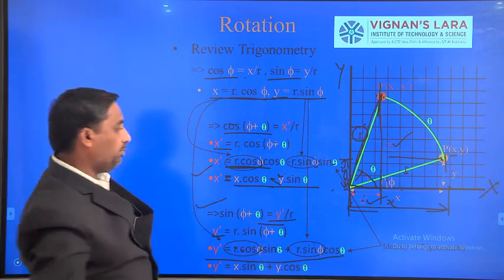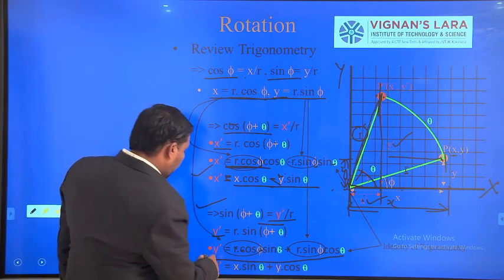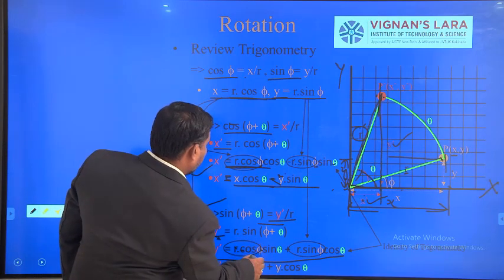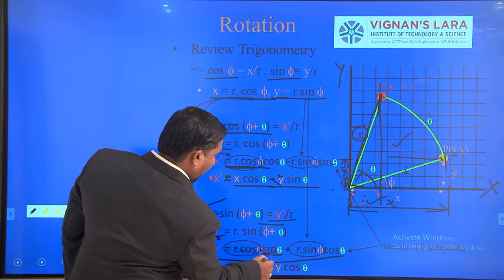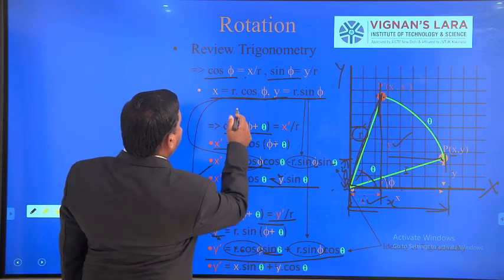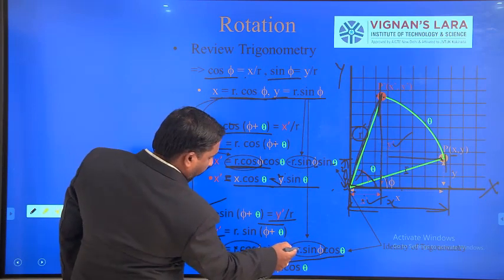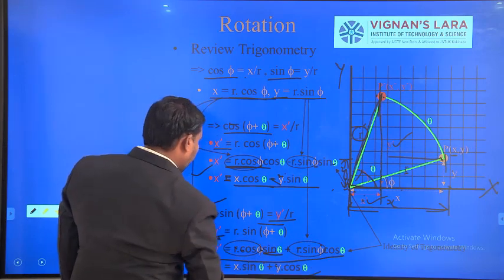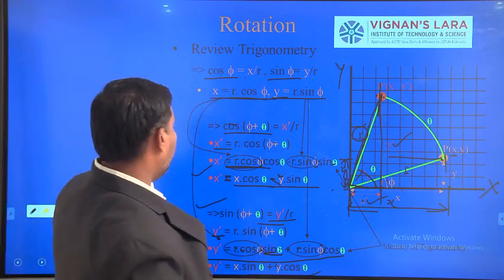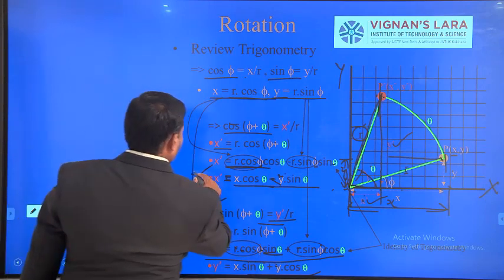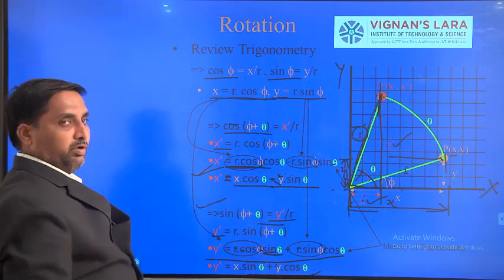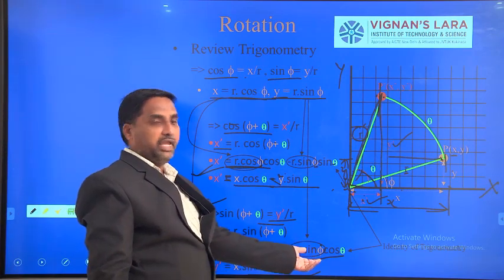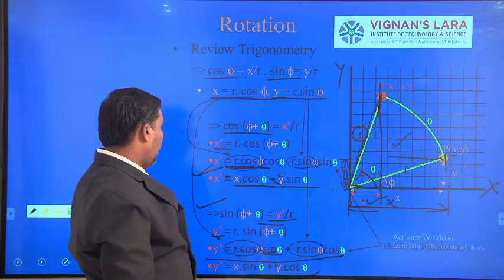With this trigonometric relation, y dash equals r cos phi, which is nothing but x, times sin theta, plus r sin phi, which is y, times cos theta. Hence y dash equals x sin theta plus y cos theta. So x dash is x cos theta minus y sin theta, and y dash equals x sin theta plus y cos theta. Right.